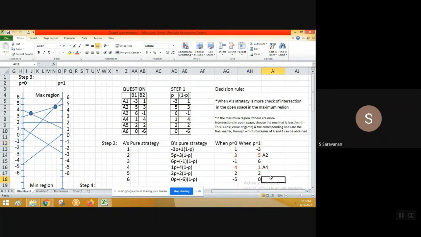Please make a note of this, I will give you 2 minutes. Just make a note of this specific table. This table has 4 columns and 7 rows: A's pure strategy, B's pure strategy, when p equal to 0, when p equal to 1. I will explain this A2 and A4. So this is for my understanding.